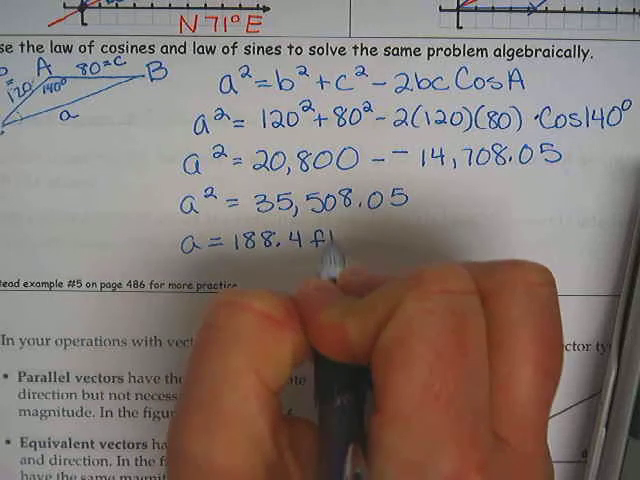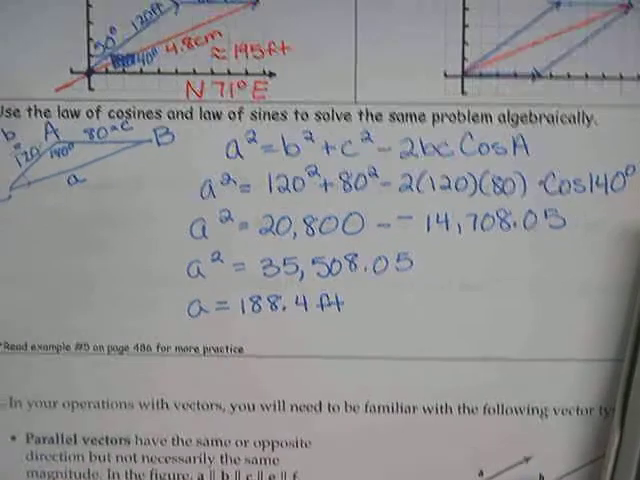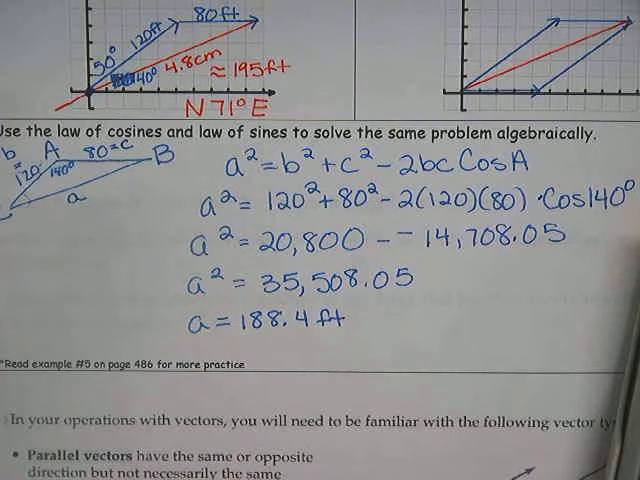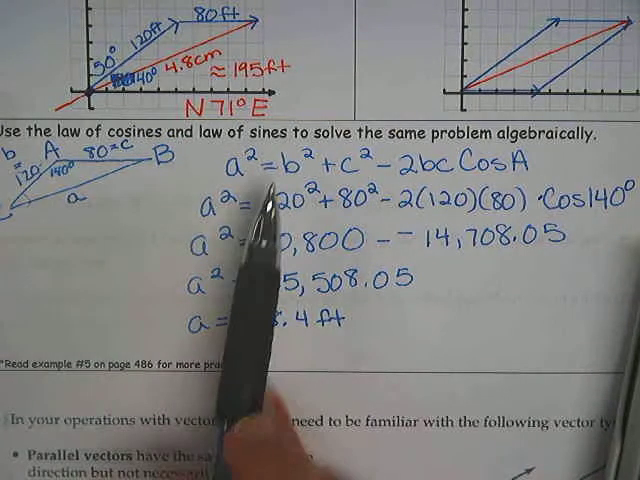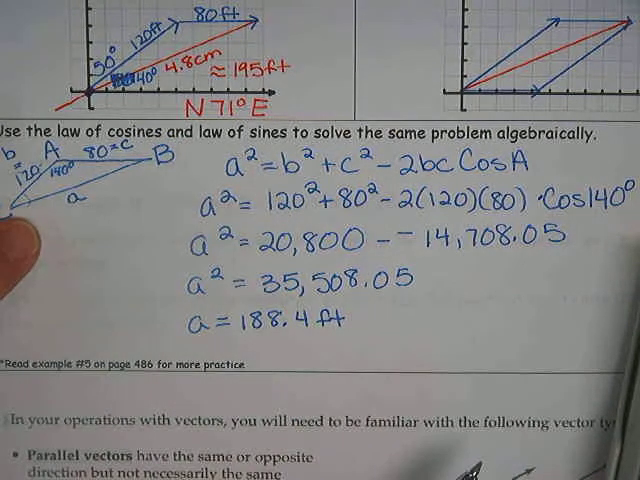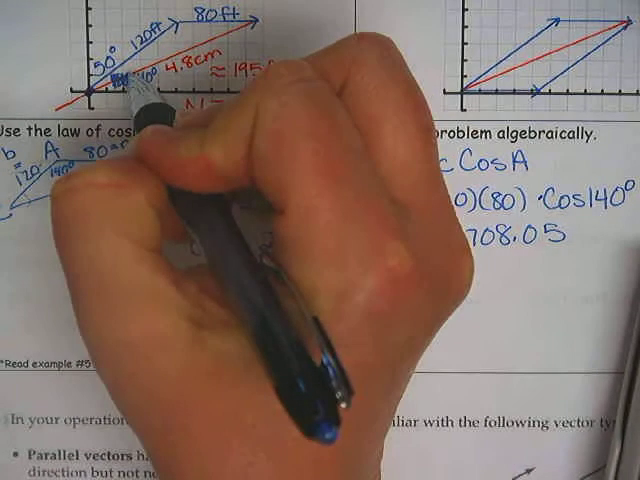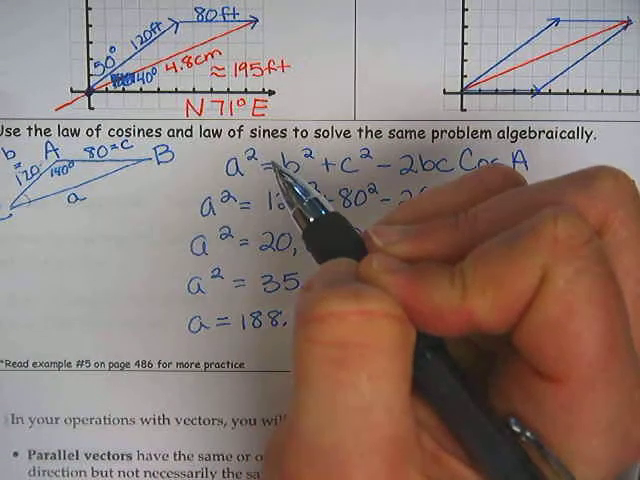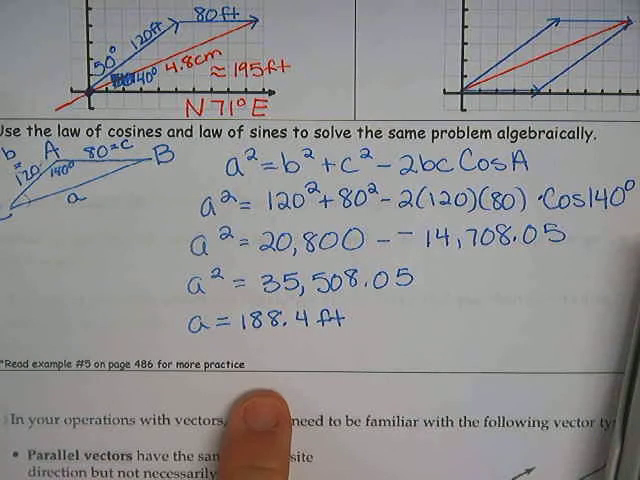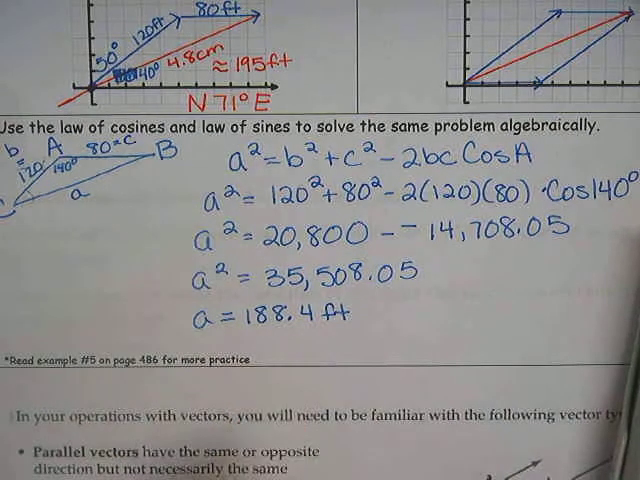So a is approximately 188.4 feet. Now in my estimation above, I thought it was 195 feet, so I was a little off. 188.4 feet is exact. To find the bearing, we would need to find, I think we're just going to look for the distance in this.